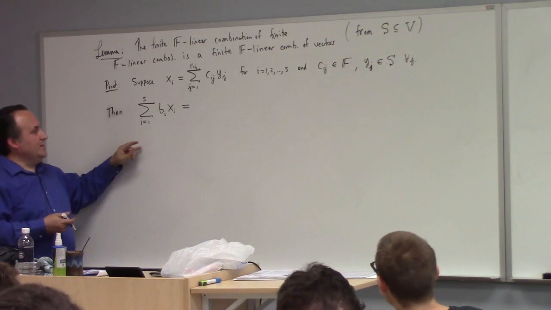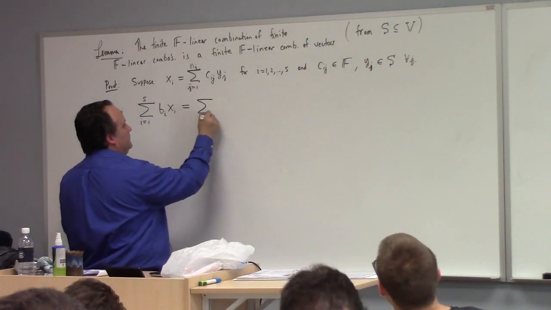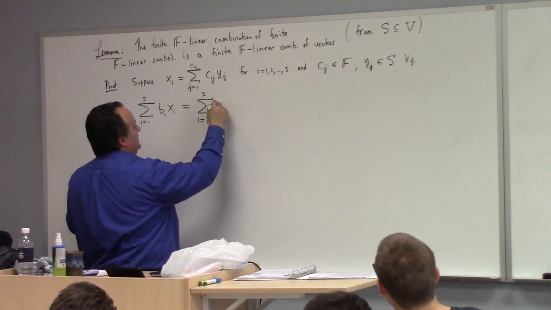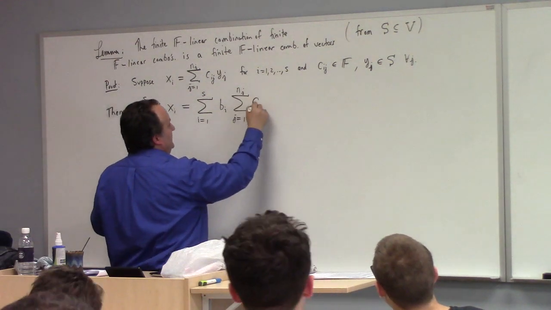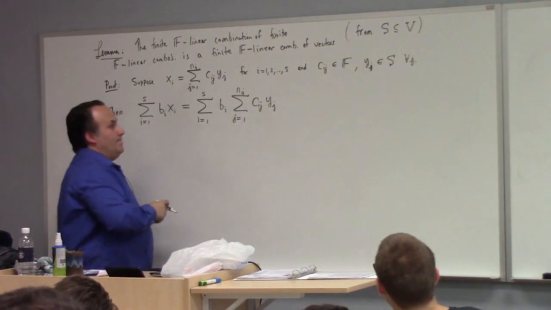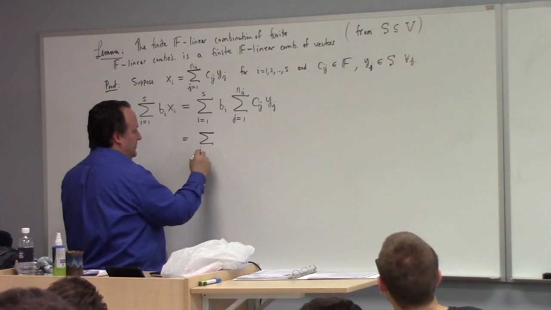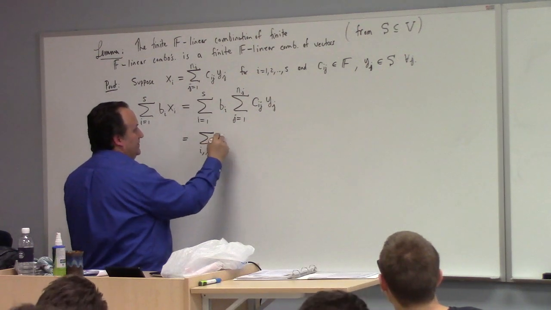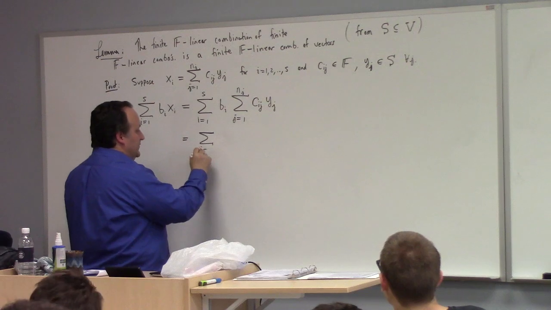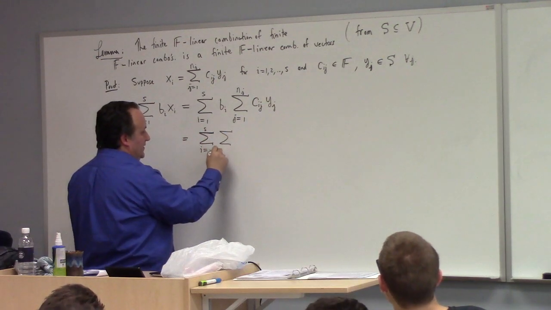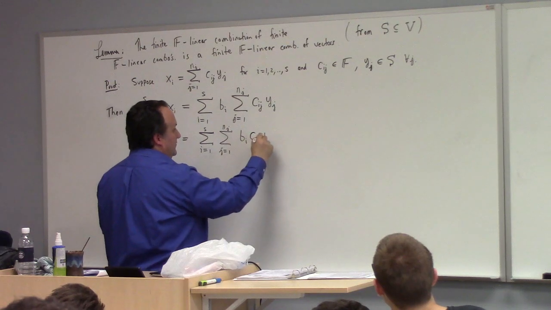I guess it just means I don't know you yet, but anyway, so the sum i equals 1 to s of this, right? And then we can just plug in the other thing, right? So we've got the sum i equals 1 to s of b_i times the sum j equals 1 to n_j of c_ij y_j. But by properties of finite sums, that's the same as the sum over i and j. I'm sorry, guys, I'll get with it here eventually. Sum i equals 1 to s, sum j equals 1 to n_j of b_i c_ij y_j.